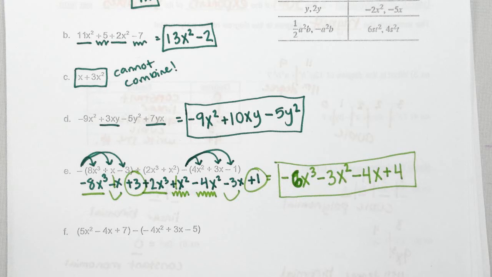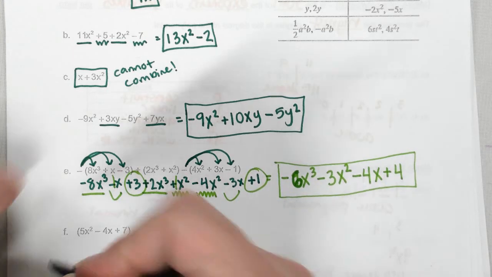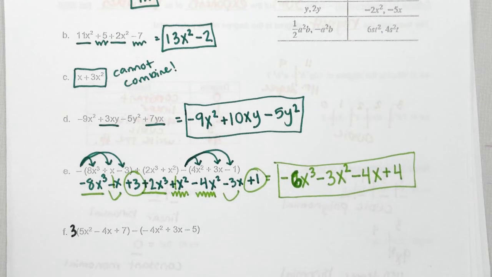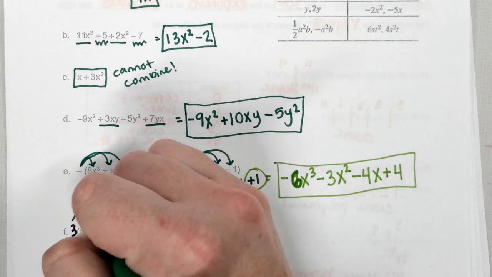Okay, last one. I'm going to change this problem just a tiny bit. Are you ready? We're going to put a 3 in front of that first set of parentheses, so we can distribute something other than negatives. I'm changing the problem. Okay, so what do you do when you have a number in front of your parentheses? Distribute. What's 3 times 5x squared?